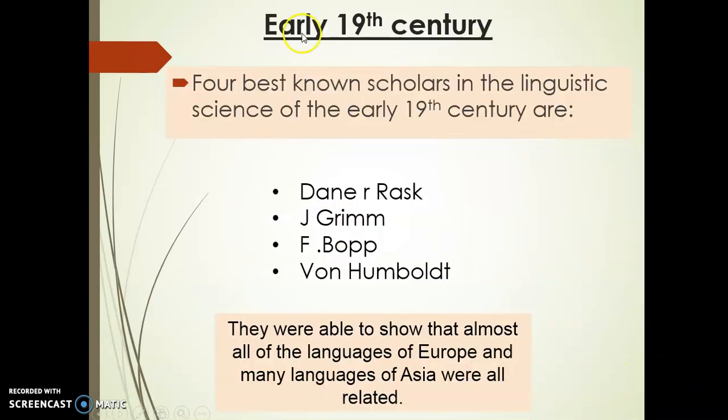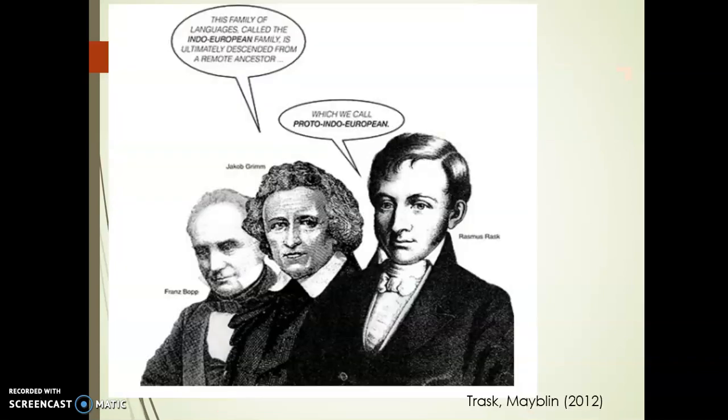So in the early 19th century, there were four best-known scholars in the linguistic science of the time, which were Rask, Grimm, Bopp, and von Humboldt. They were able to show that almost all of the languages of Europe and many languages of Asia were all related. So you see that there was a common idea of searching for the first source of human languages. So this is from Trask and Mablin. You have Bopp, Grimm here, and Rask.